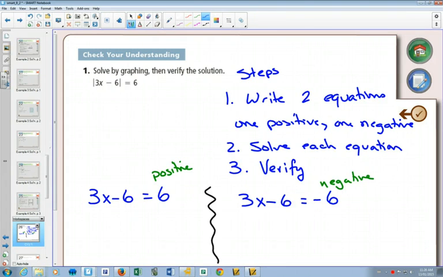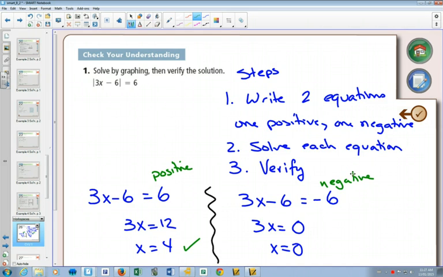And now it becomes a grade 9 question. Get x by itself, add 6 to both sides. Divide by 3, get x equals 4. Add 6 to both sides. Divide by 3. x is equal to 0. And if you plug those values back into the original equation, you're going to see that this one works, and so does this one.